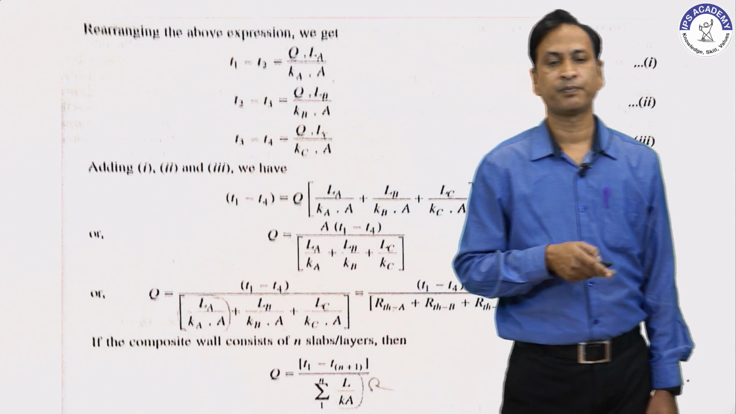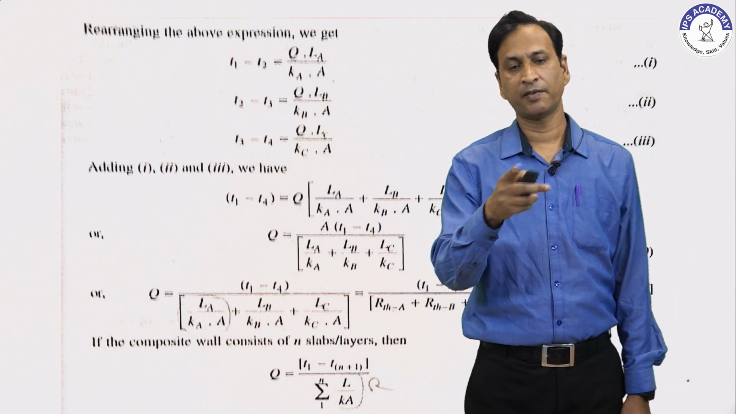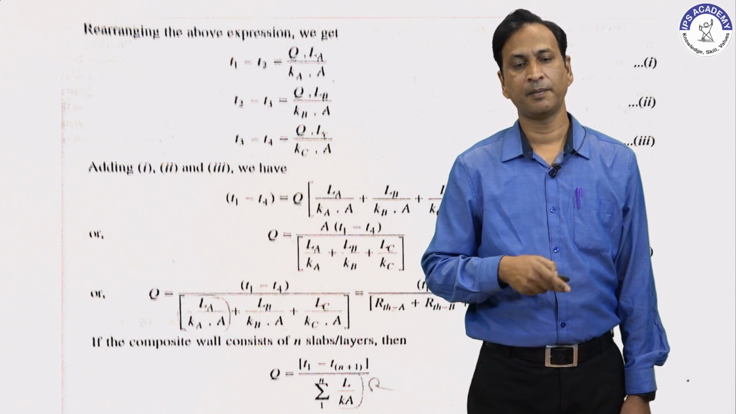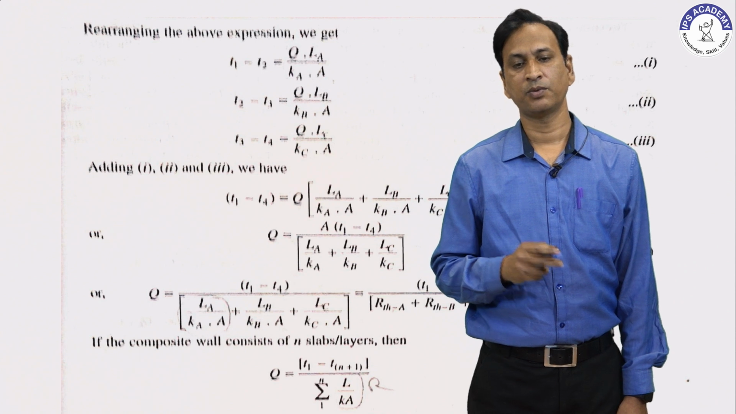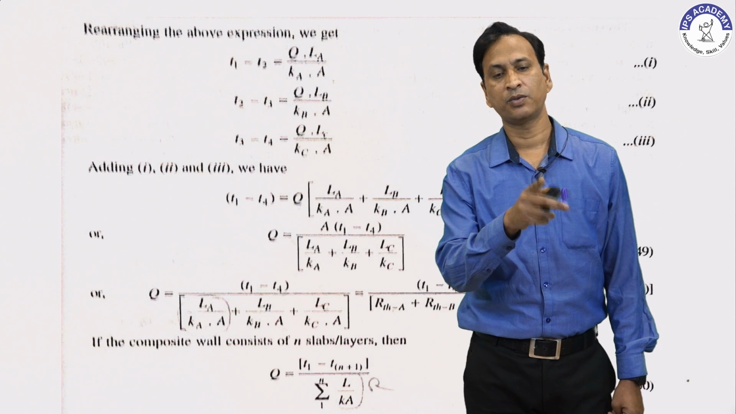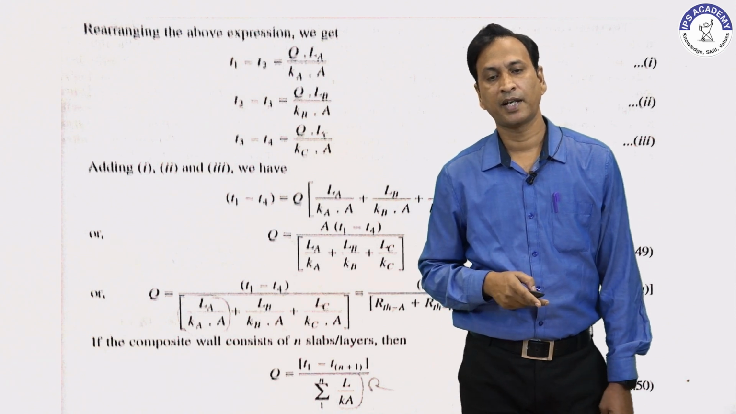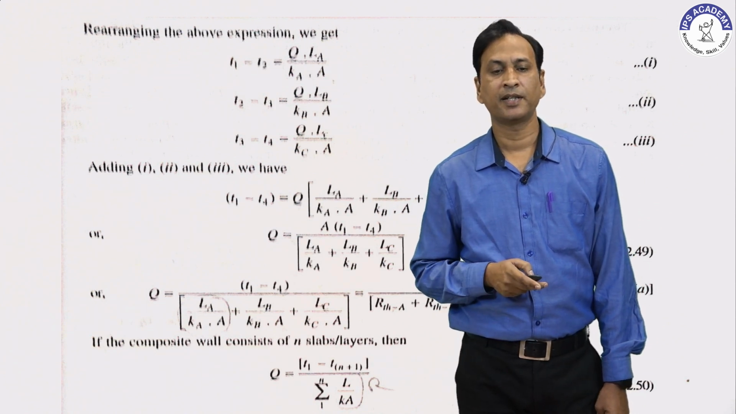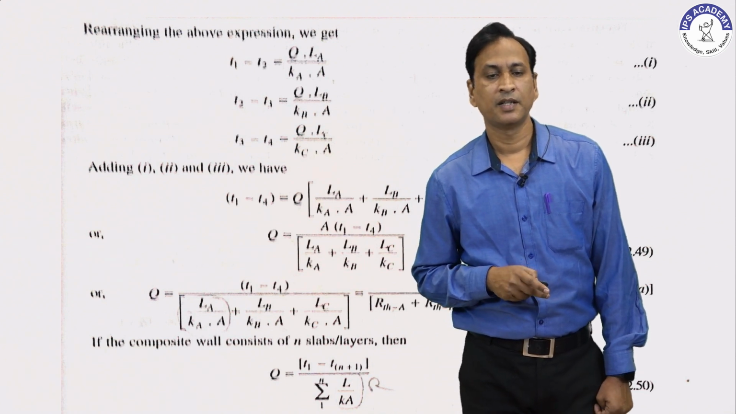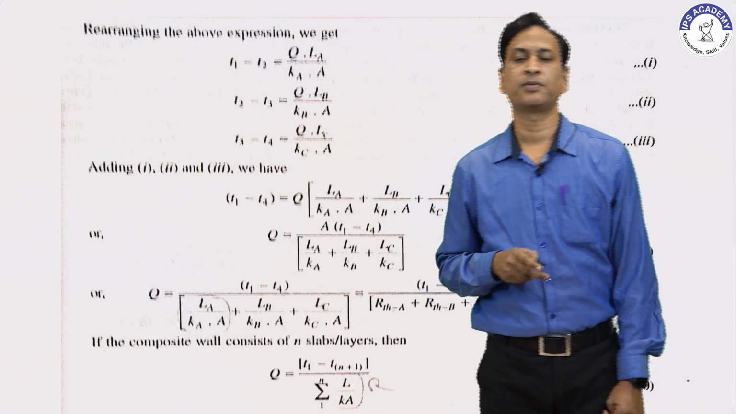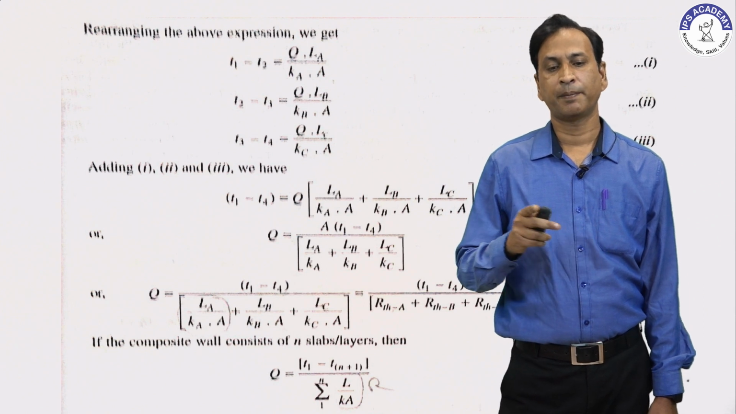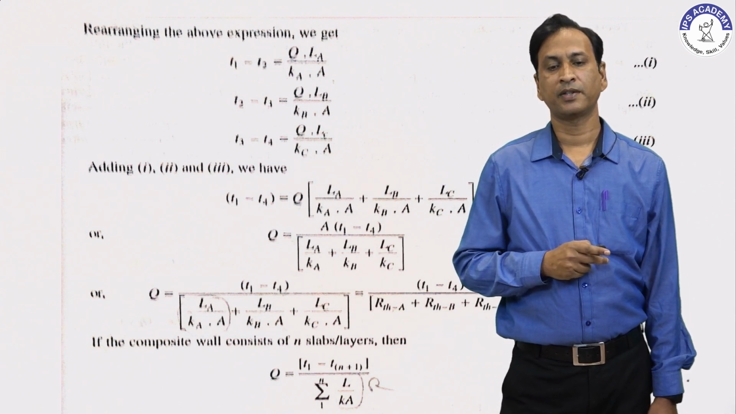Q is equal to T1 minus T2 divided by LA upon KA into A, then the same LB upon KB into A, LC upon KC into A. So these terms, LA upon KA into A, are the thermal resistance of slab A, and the thermal resistance of slab B and thermal resistance of slab C. If the composite wall consists of n layers of slabs, then the final equation is Q is equal to T1 minus T n plus 1 upon sigma L upon K.